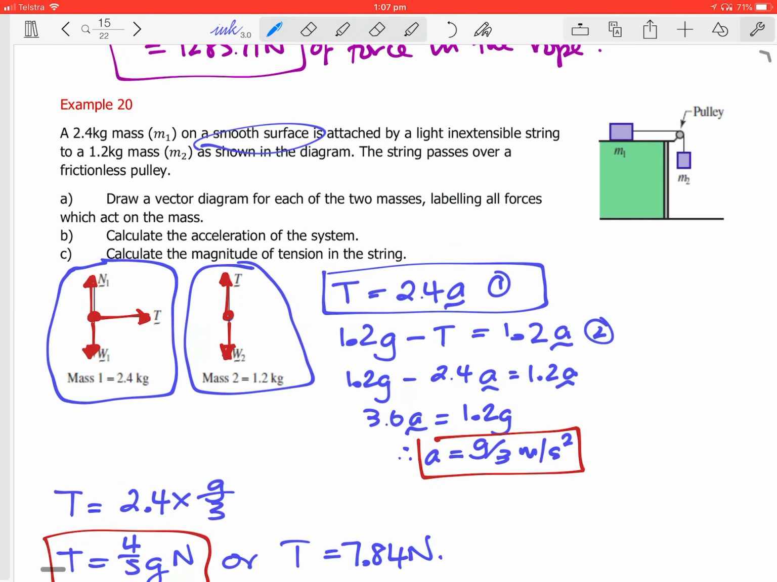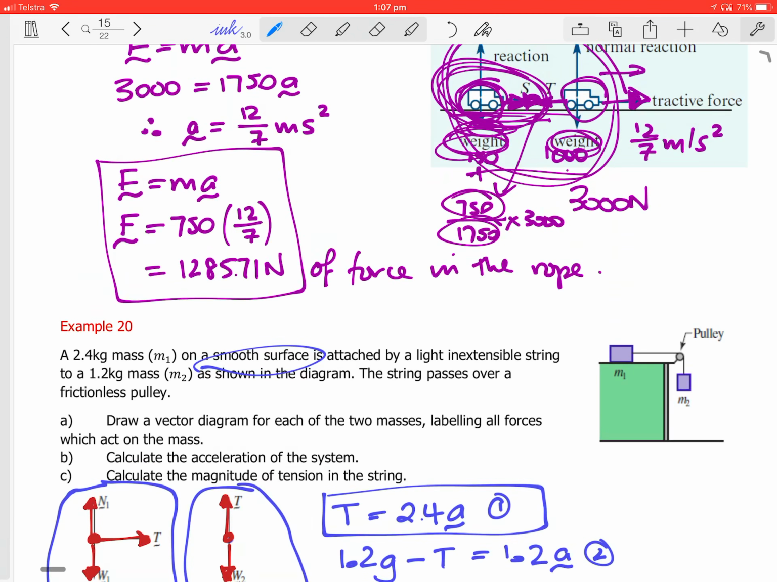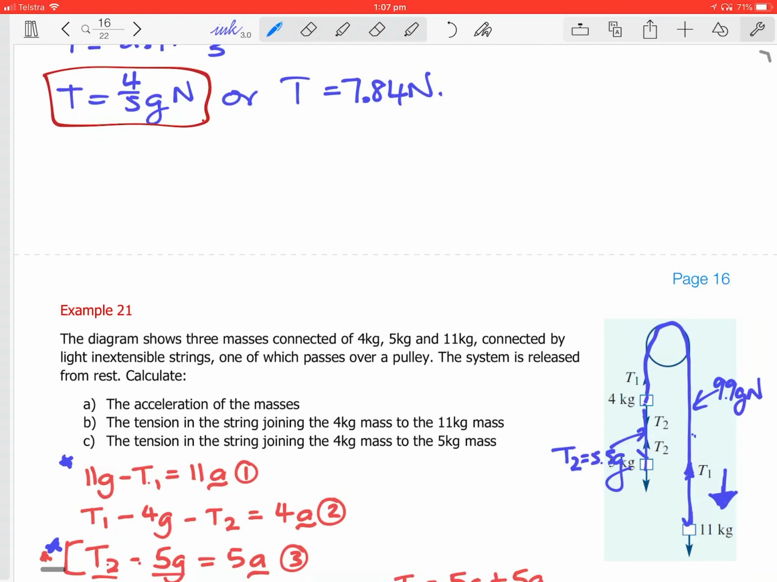Okay, so that can be a little bit tricky. I stuffed up a couple of times with directions. Just think about which way the system is going to be accelerating and make sure you remember that. Yeah, I just fluffed it up then.